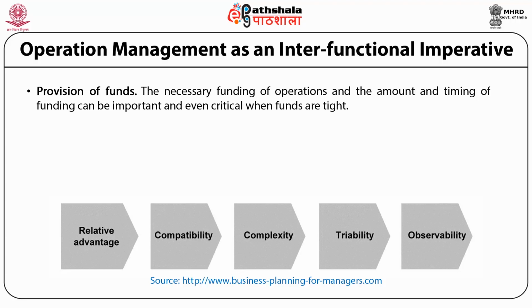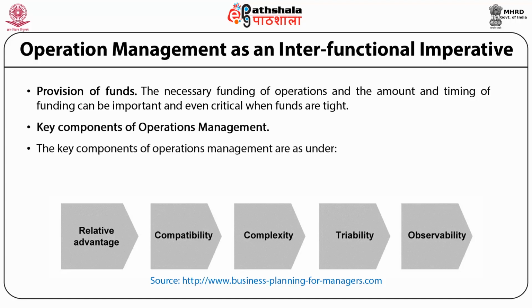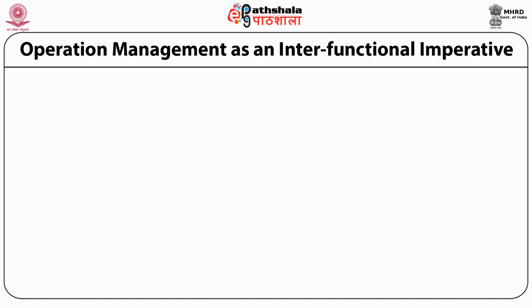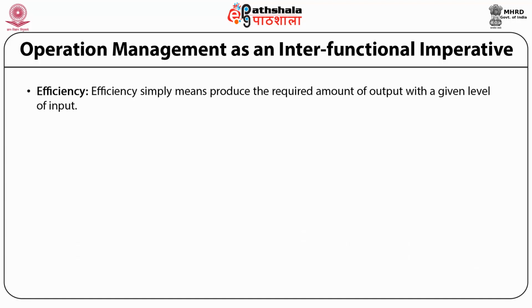Let us also discuss the key components of operations management. The key components of operation management are as follows. Quality: quality simply means the fulfillment of customers' expectations. For example, reliable goods and services can fulfill the customer's expectation. Next could be efficiency. Efficiency simply means producing the required amount of output with a given level of input.